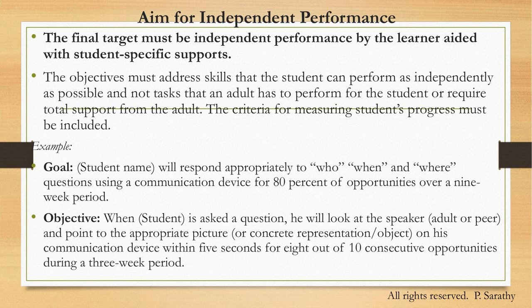So how do we take the student towards that goal? When the student is asked a question, he will look at the speaker, assuming the student has visual skills. The student will look at the speaker and point to the appropriate picture. It could be a concrete representation, depending on his symbolic level of communication, and he will use his communication device within 5 seconds, for 8 out of 10 consecutive opportunities during the first 3-week period. You keep going for the next 3 weeks and the next 3 weeks, assuming the student has succeeded in the first 3 weeks.